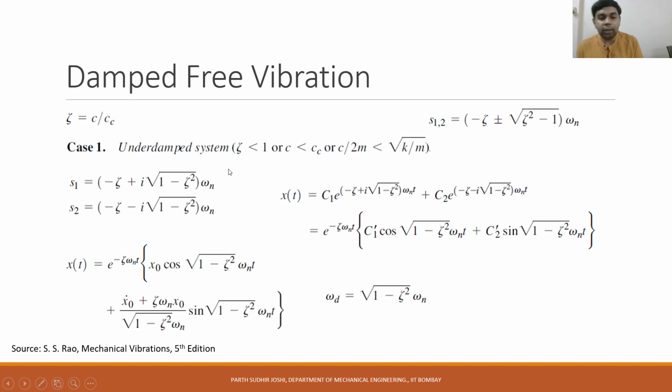Whereas when zeta is greater than 1, we will get two distinct real roots. So root of zeta square minus 1 will be a positive real number, right? Because zeta square is greater than 1, the quantity under the root will be positive. So we will get two distinct real roots, whereas in an underdamped system we will get two complex roots. So does that answer your question? Yes, sir. Okay.